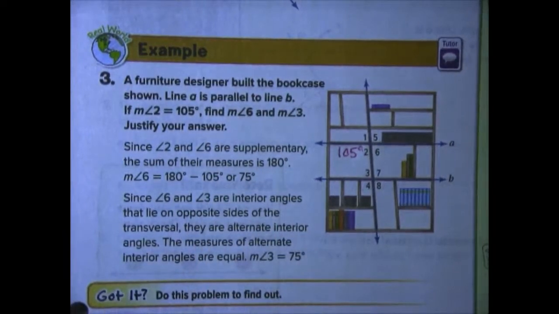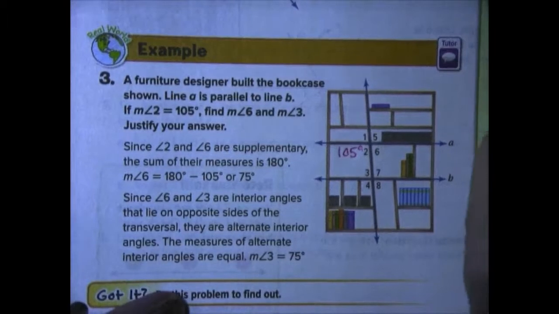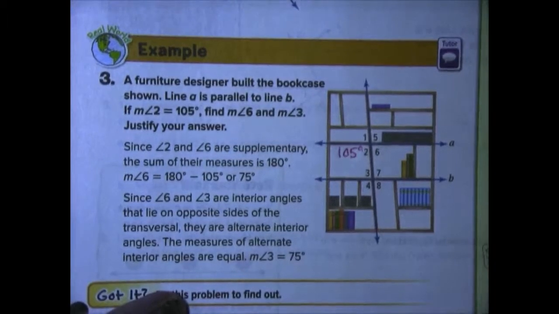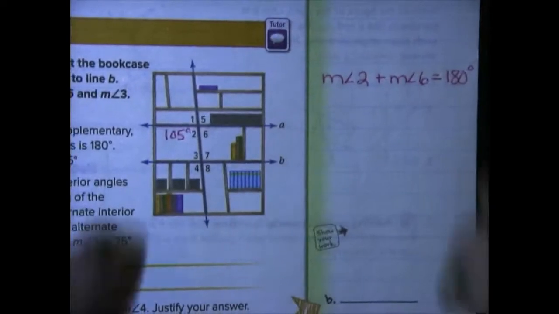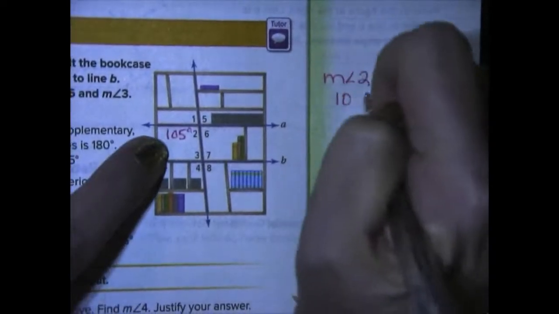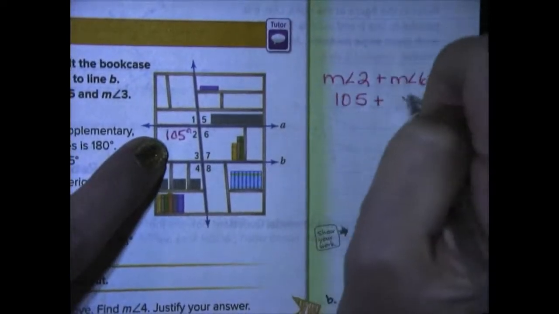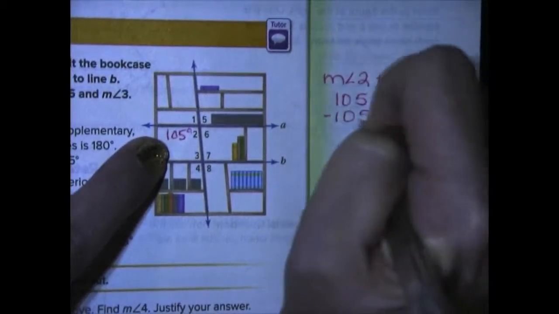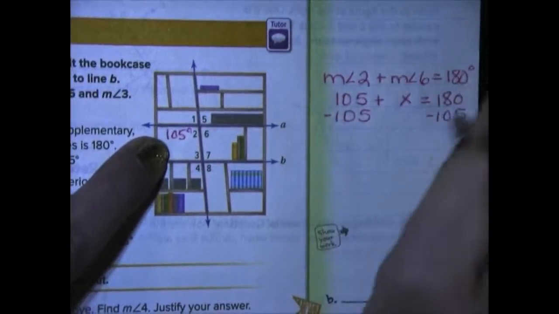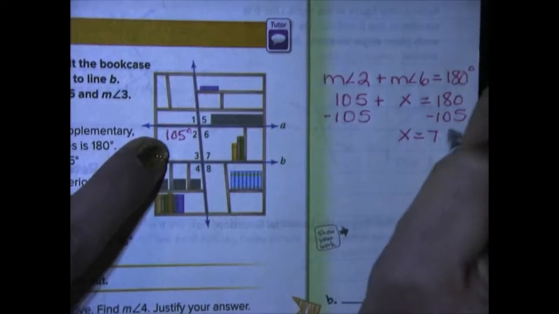Well, we know that we can show our work by saying that measure of angle 2 plus the measure of angle 6 equals, okay, we know they're on a straight line, so we know they are supplementary, they equal 180. So we'll write that over to the side. We know the measure of angle 2 is 105 plus the measure of angle 6 we don't know. We'll subtract 105 from both sides and we get x equals 75 degrees.